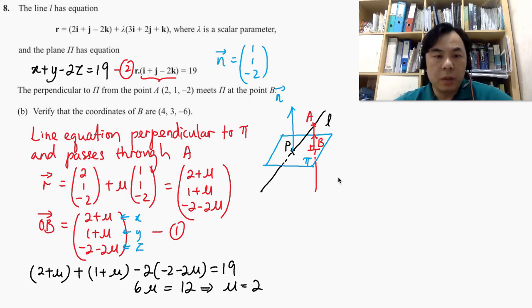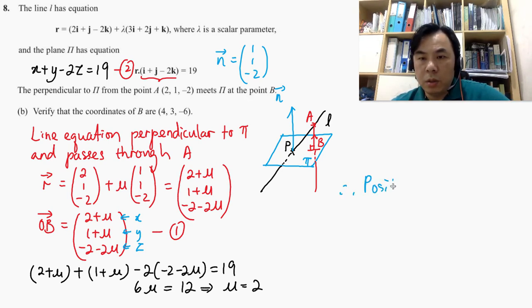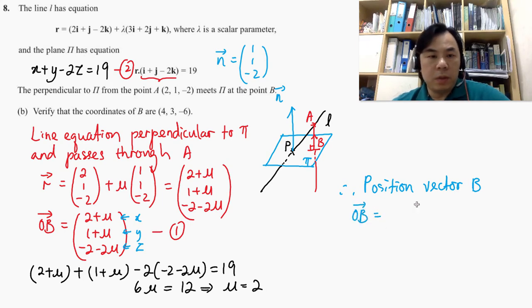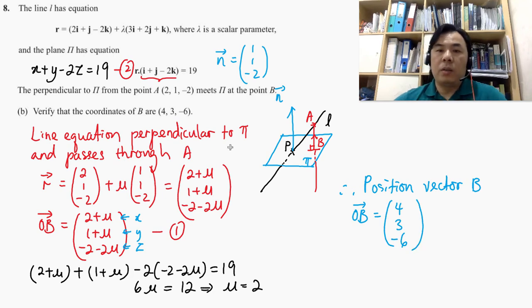Okay. Therefore, we can summarize the position vector for B. Therefore, we can say that position vector B, OB in this case, can be given by, all right, so just substitute the mu 2 into this equation here. We have 4, 3, and then finally we have -6 here. All right, so there you have it. You can see that we have managed to verify the position vector B, or the coordinates for B in this case, right? So I hope that is clear for this question here. Right. Now stay tuned. I'm going to move on to the next one shortly.